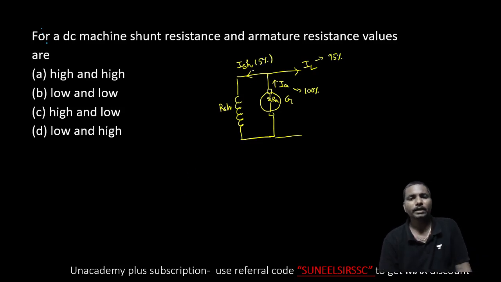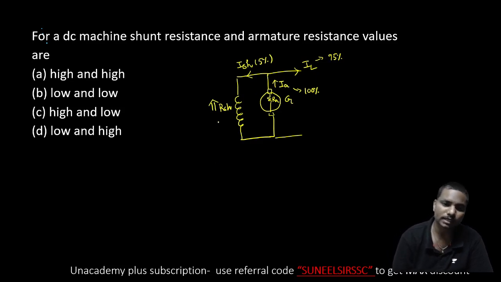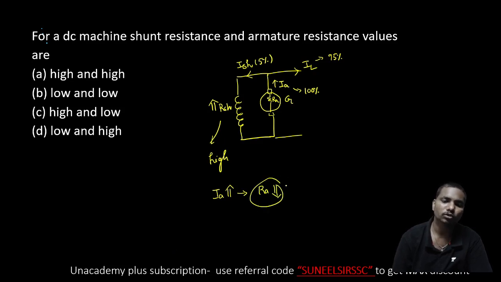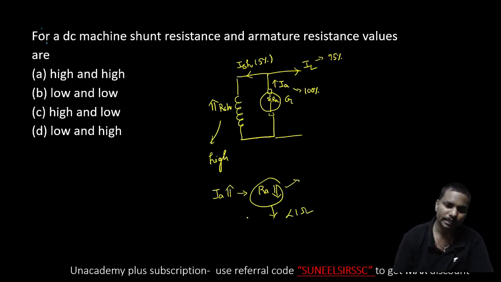6%. That means if you want to bifurcate just 5% of the current, what resistance do we have to take? If the resistance is more, then only less current is flowing, and more current will be flowing through the load. So that's why RSH has to be high always. And IA is always more. To get the load drop, RA must be less. So always armature resistance is less than 1 ohm. This RSH is like 200, 300 ohms like that. So RA is always less.